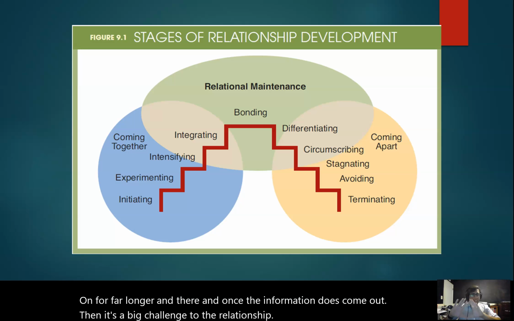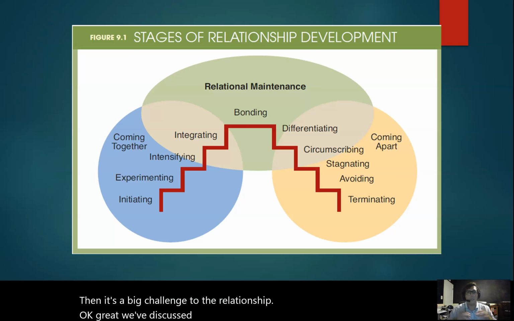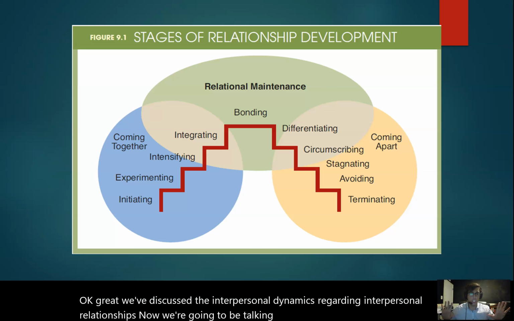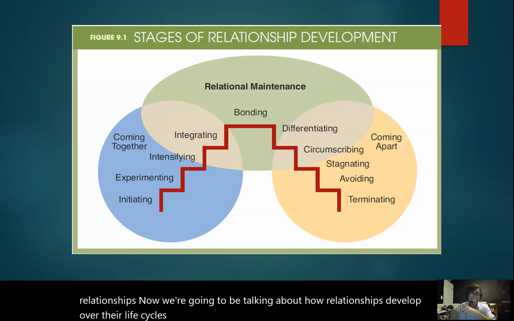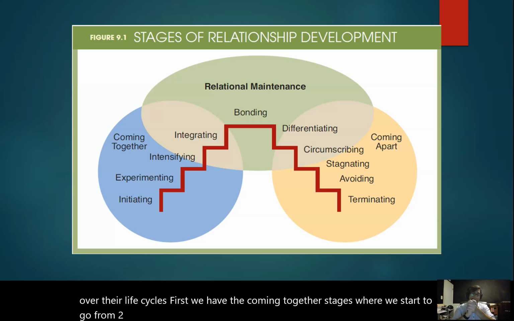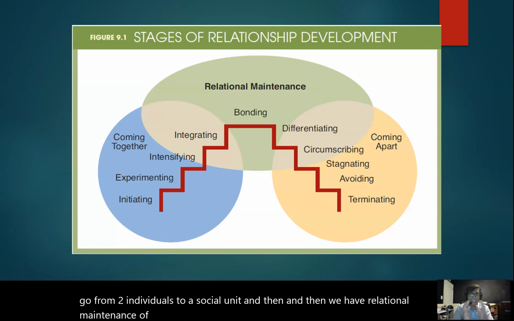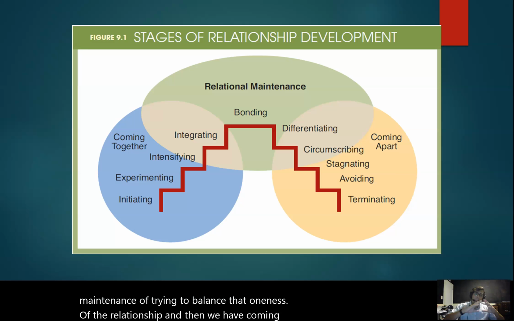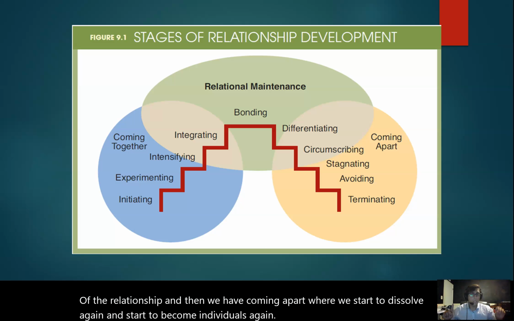Okay, great. We've discussed the interpersonal dynamics regarding interpersonal relationships. Now we're going to be talking about how relationships develop over their life cycles. First, we have the coming together stages where we start to go from two individuals to a social unit, and then we have relational maintenance of trying to balance that oneness of the relationship, and then we have coming apart where we start to dissolve again and start to become individuals again. So let's discuss this further.